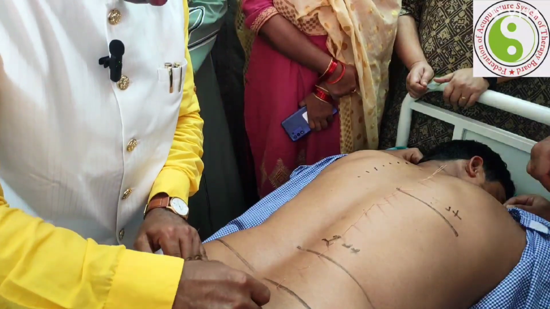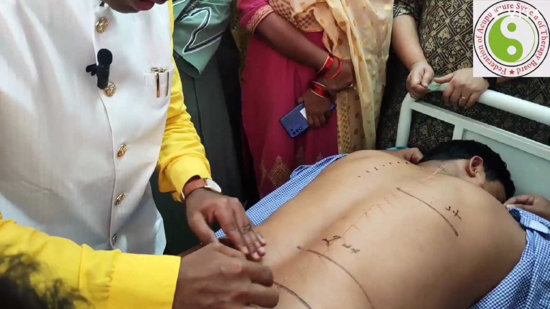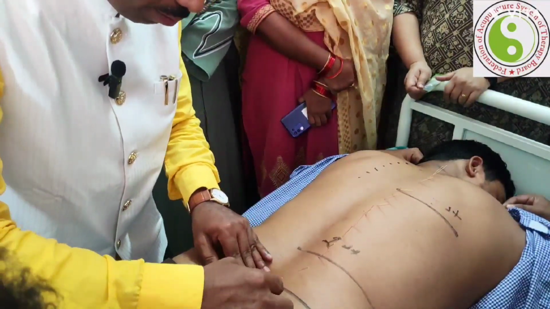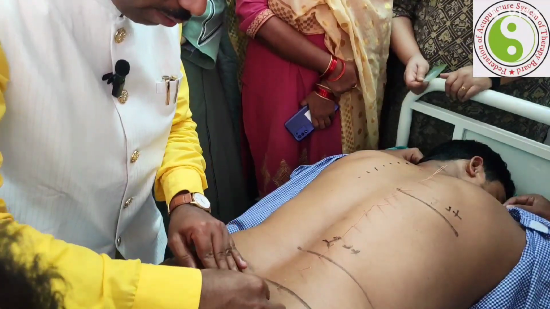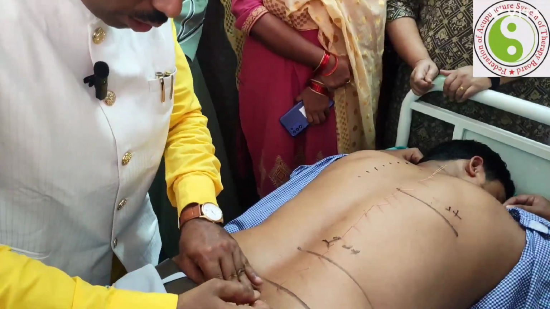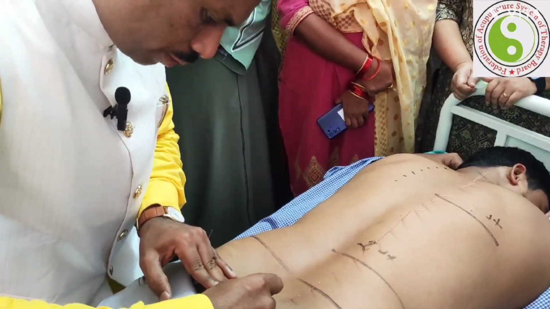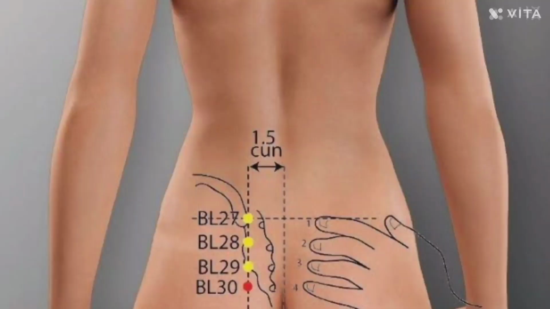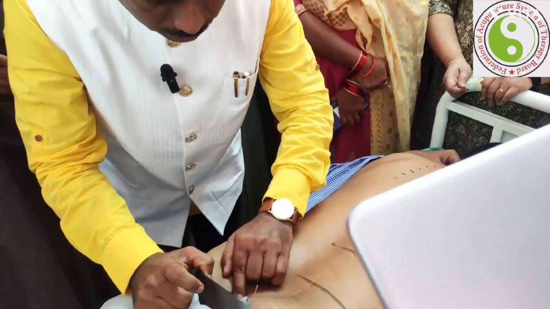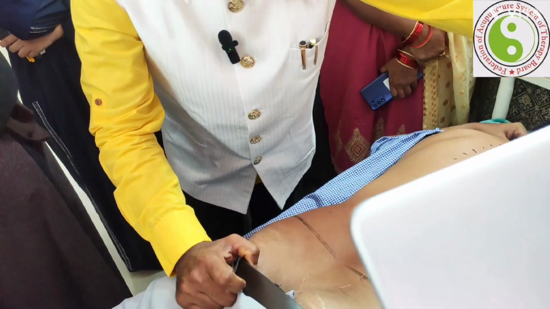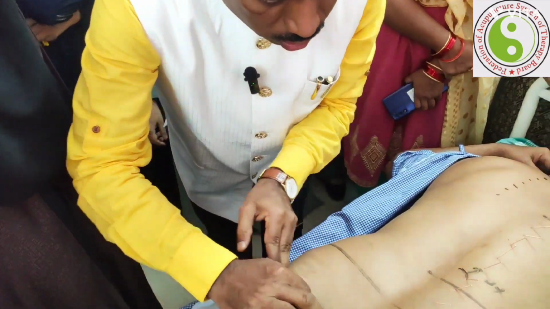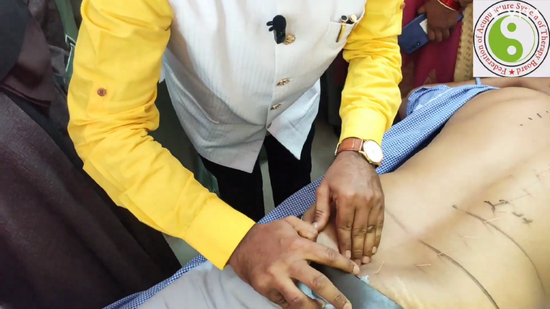So now we completed UB20. Now this is UB25, 26, 27, 28, 29, 30. This is UB30 point. Where is the UB30 point? So that I can show them. You can find this region. So you can find on the gluteus muscle.